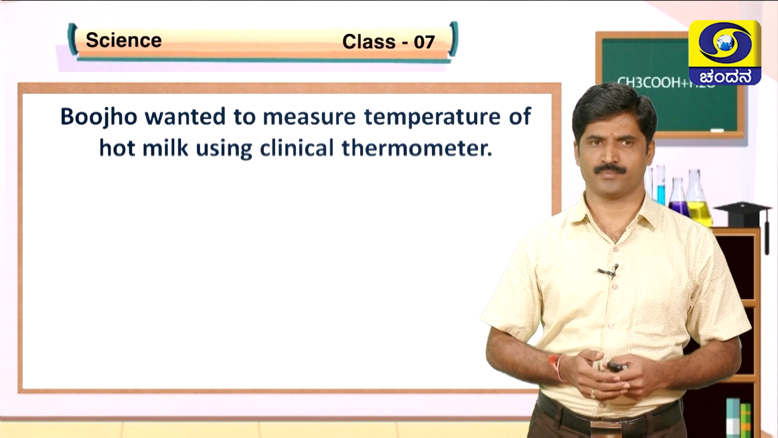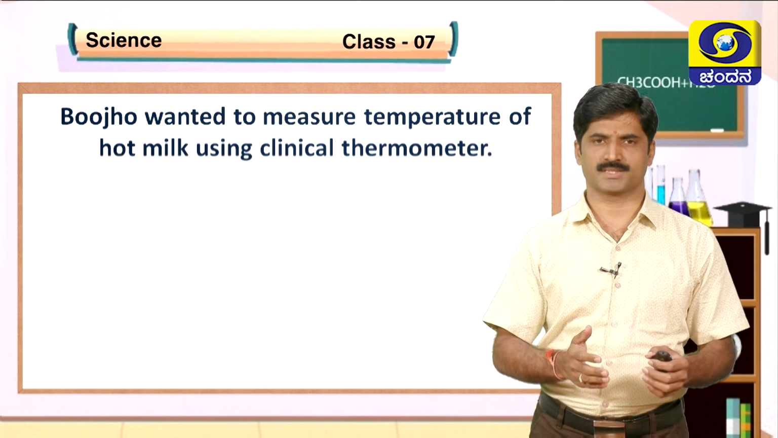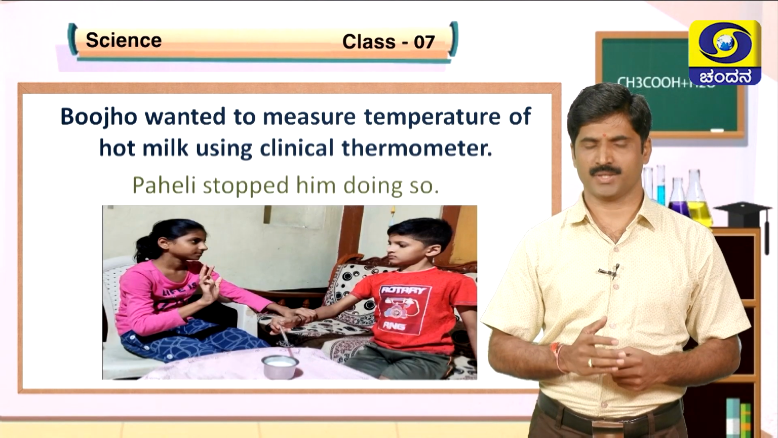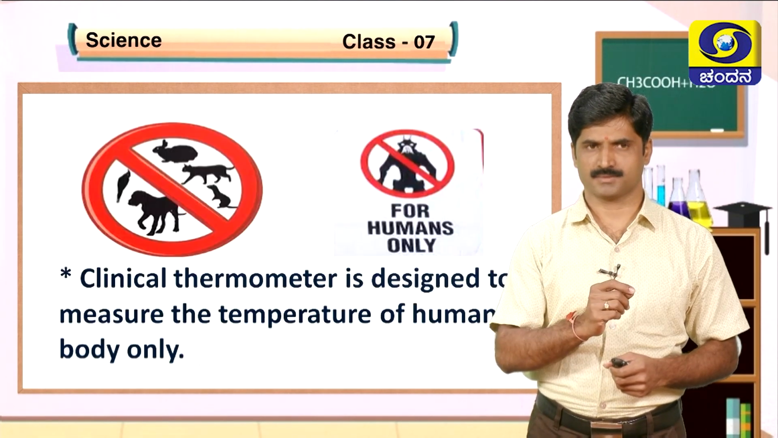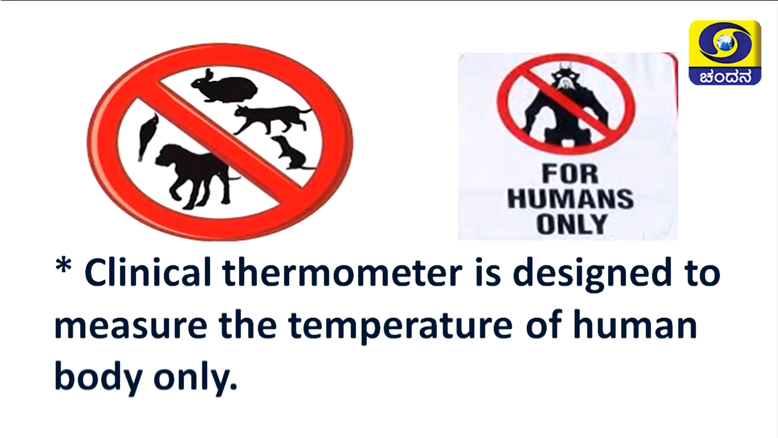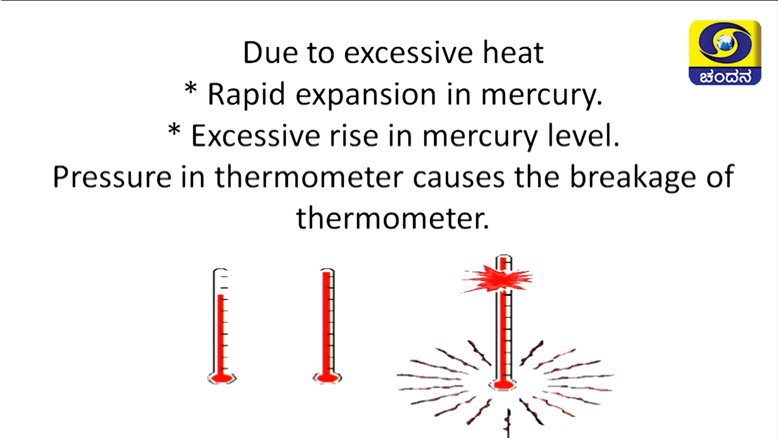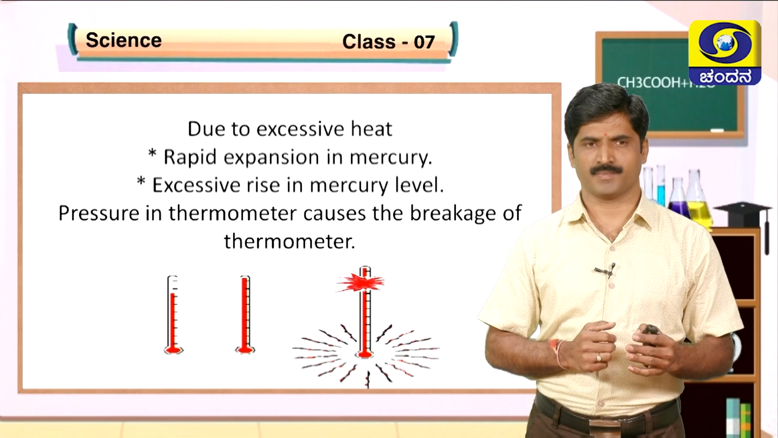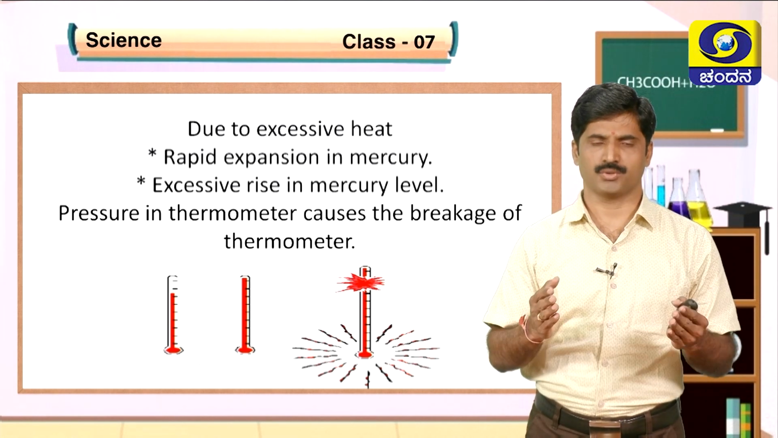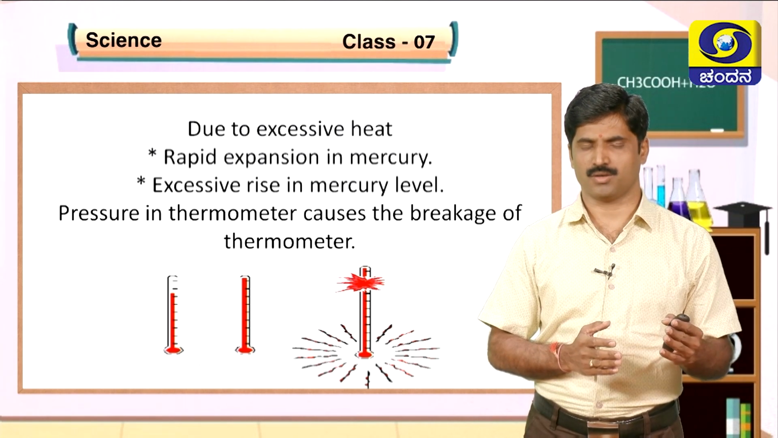In the first session, we saw that Bhujo wanted to measure the temperature of hot milk by using a clinical thermometer, but Paheli stopped him. Was she right? Yes. A clinical thermometer is designed to measure the temperature of the human body only. Why is it so? If we dip the clinical thermometer in hot milk or hot water, due to excessive heat, rapid expansion of the mercury level may occur. This produces a pressure in the thermometer, so the thermometer will break. Then how can we measure the temperature of hot milk or hot water?